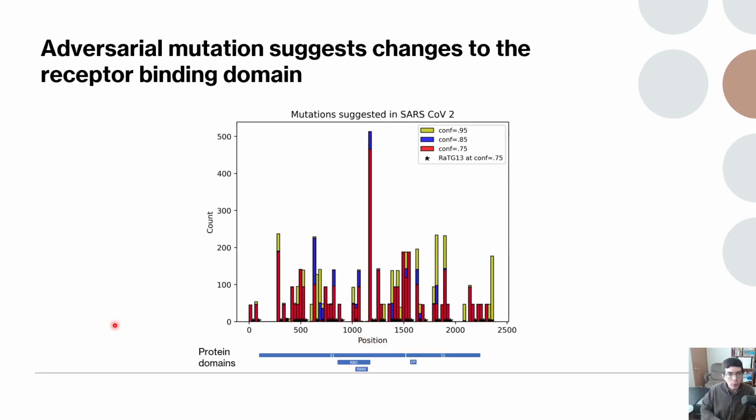We can also use adversarial mutation to characterize what types of mutations are most likely to cause spillover. In our experiments, the mutations most commonly associated with increased spillover risk occurred within the receptor binding domain of the spike protein. This region of the protein is known to be functionally relevant to the virus's ability to attach to and infect human cells.